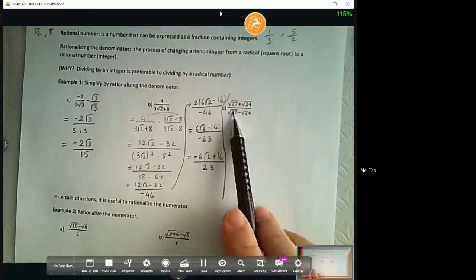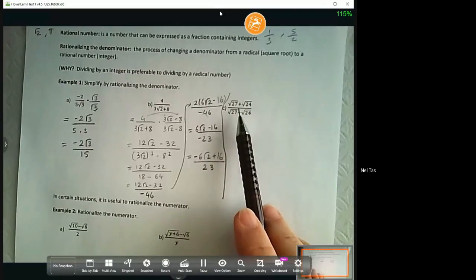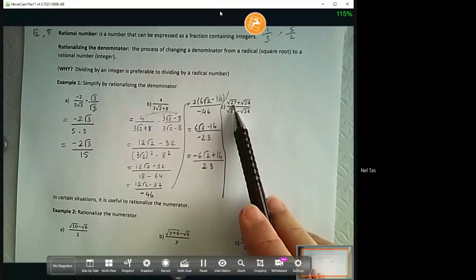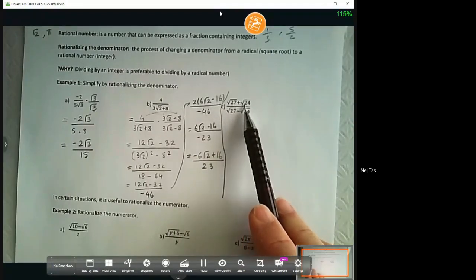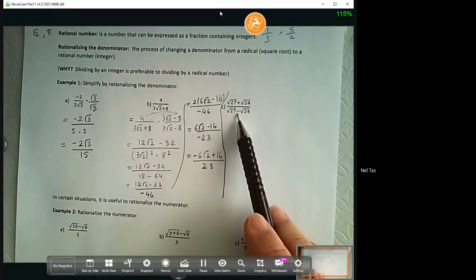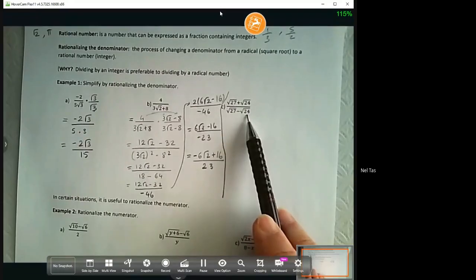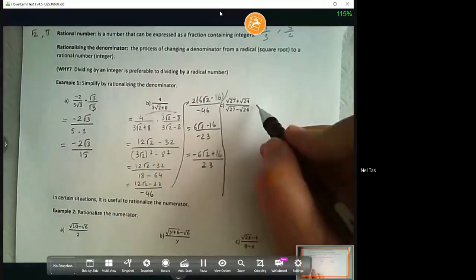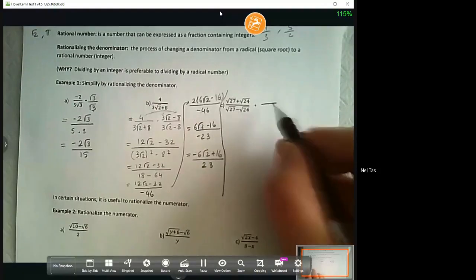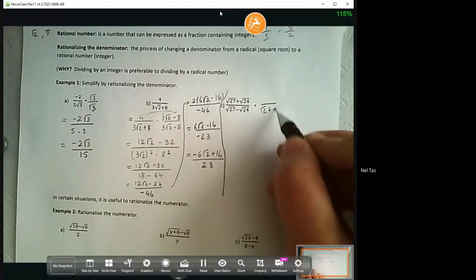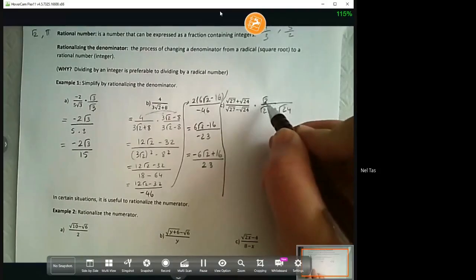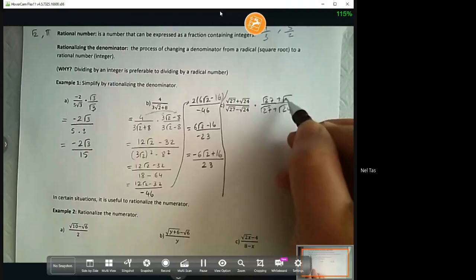Okay, now we have C. We have (root 27 plus root 24) over (root 27 minus root 24). We are trying to rationalize the denominator. So we look at the denominator, then find the conjugate, which is root 27 plus root 24. Multiply top and bottom by that.